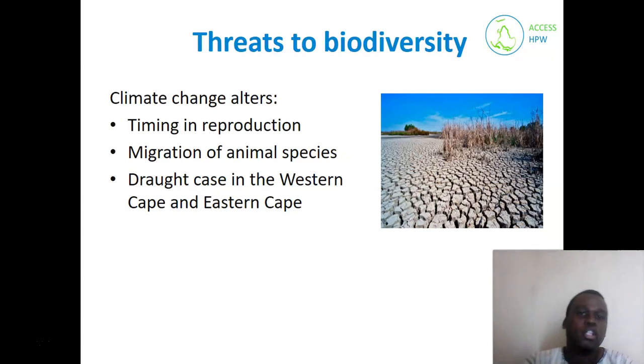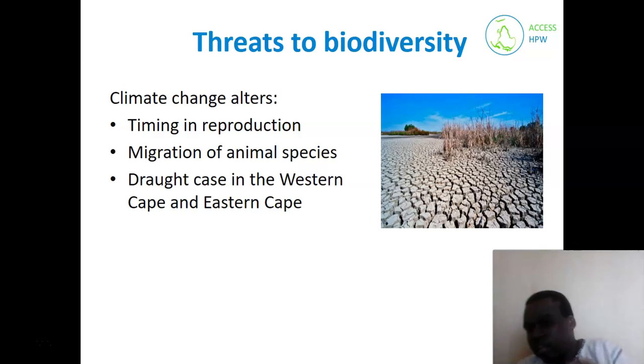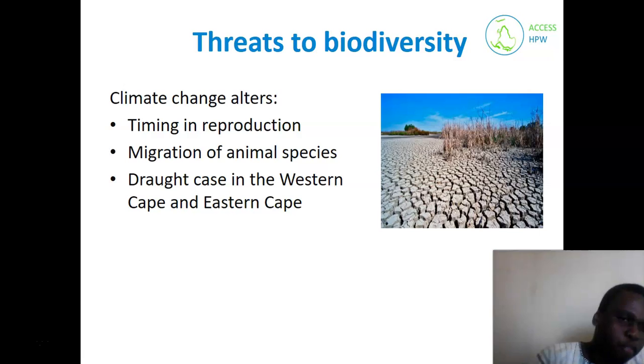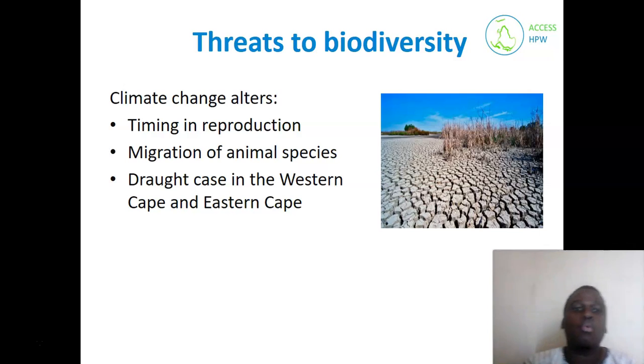So climate change alters timing in reproduction. Animals reproduce seasonally and time their mating so that their young are born when the foraging conditions are optimal. So climate change alters this, and this has a negative consequence for the animals.